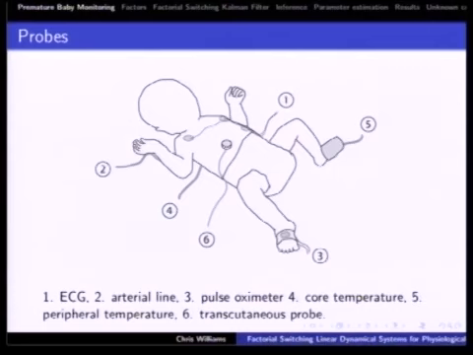In terms of the infant, there are heart rate monitors, ECG, an arterial line for blood, pulse oximetry, temperature probes, and a transcutaneous probe which measures oxygen and CO2. These are the kinds of probes that we might have. We might also have additional instrumentation. These babies are in incubators, and we might have instrumentation to tell us whether the incubator is open or not, because that's quite a useful clue that the nurse is going in there and making some intervention.